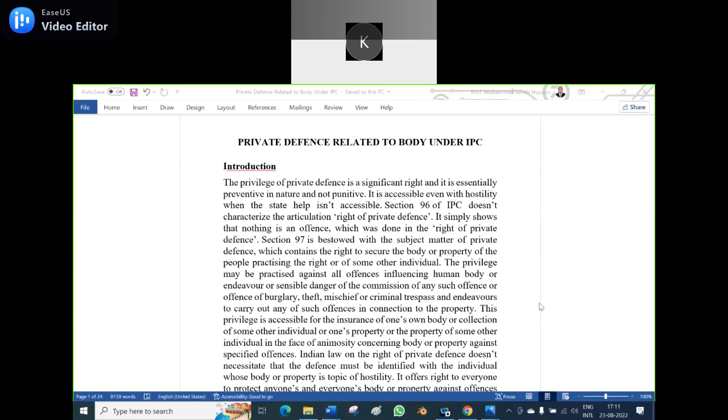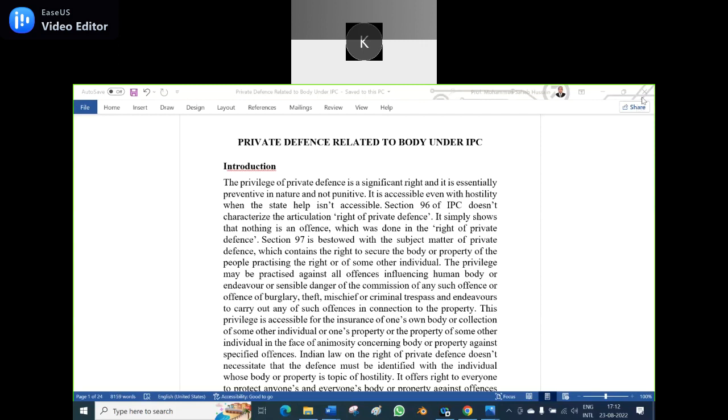Section 97 deals with the subject matter of private defense, which contains the right to secure the body or property of the person practicing the right or of some other individual. So it applies to both life and property, both movable and immovable property. And to protect another individual also, this right of private defense can be applied. The privilege may be practiced against all offenses affecting the human body, or the endeavor or reasonable danger of the commission of any such offense, or offenses of burglary, theft, mischief, or criminal trespass, and attempts to carry out any of such offenses in relation to property.